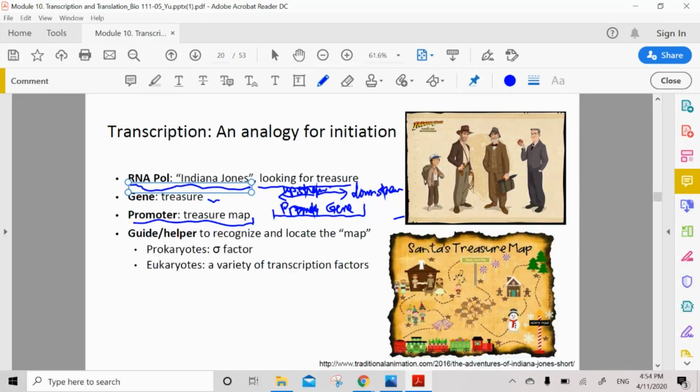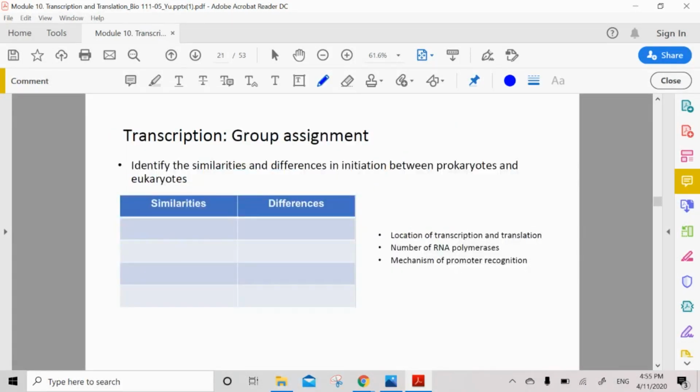But Indiana Jones cannot find the treasure map without any help. So he needs some guide, some helper to recognize and locate the map. For prokaryotes, that helper is the sigma factor. And for eukaryotes, it's a variety of transcription factors. Okay, so hopefully that will be helpful.